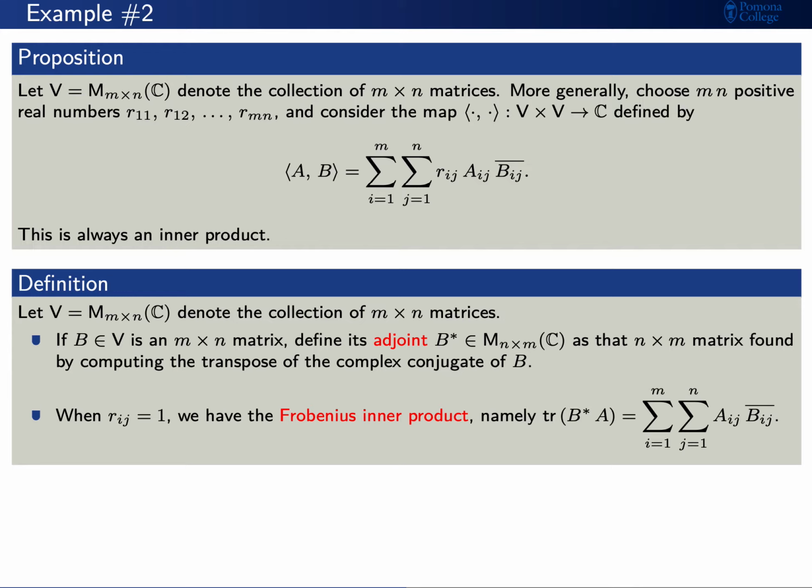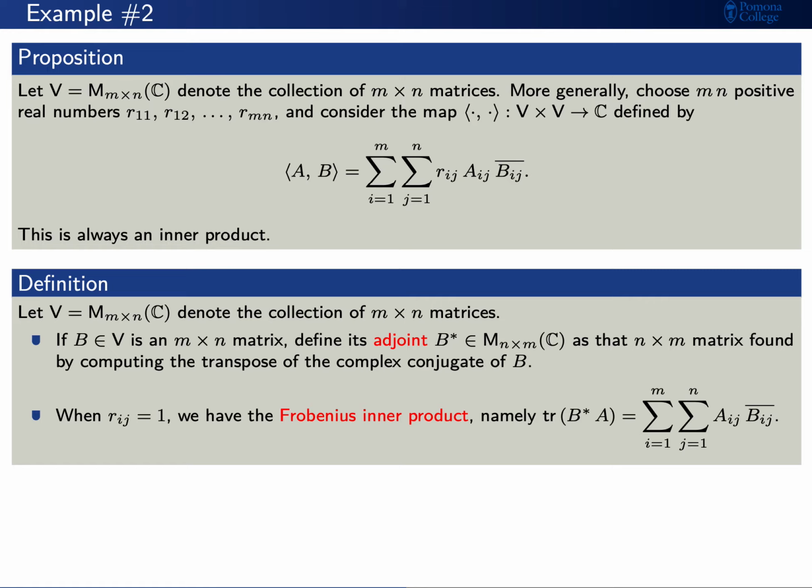First, let's make a definition before we sketch over the proof of this. Recall that if B is an m by n matrix, then we can consider the transpose as an n by m matrix. Actually, we'll define the adjoint B star as that n by m matrix found by computing the transpose of the complex conjugate of B. That is, we'll simply take the complex conjugate of the entries of B, and then we'll take the transpose of this matrix.